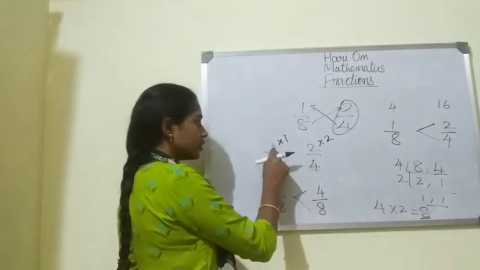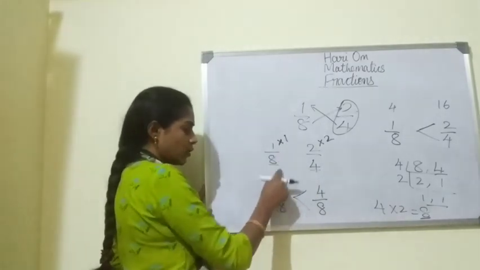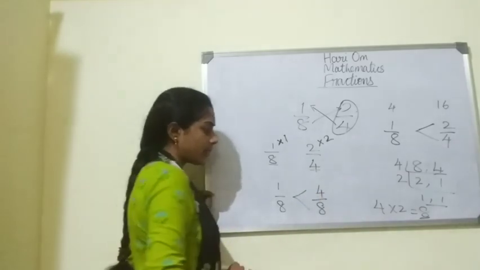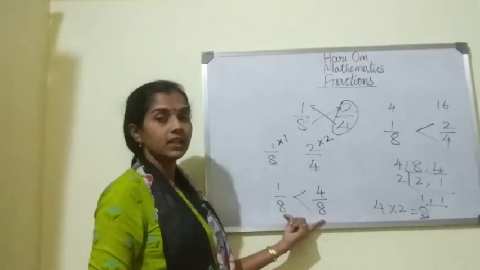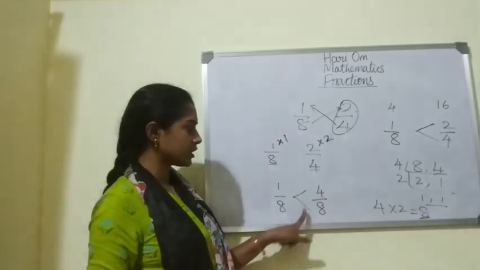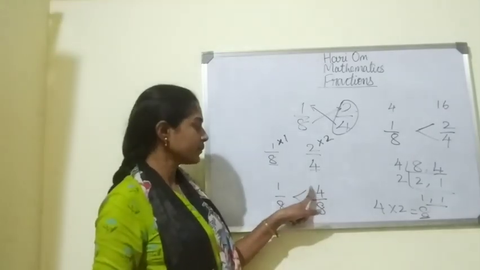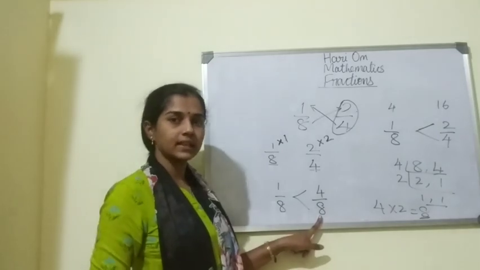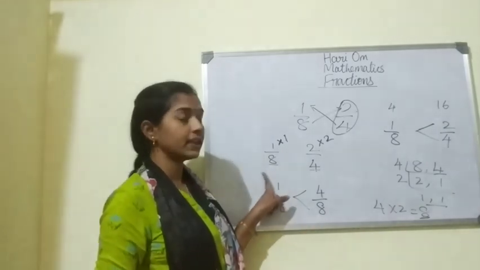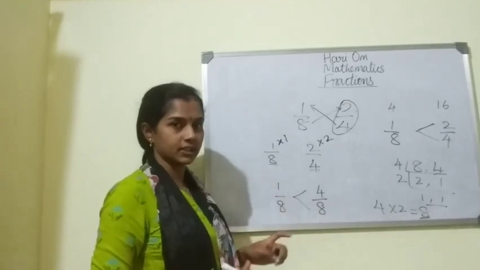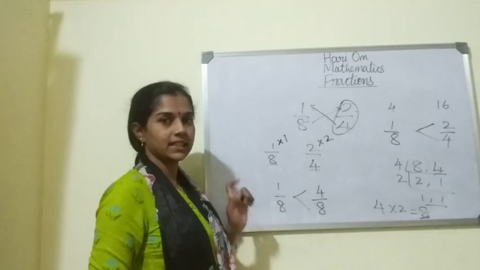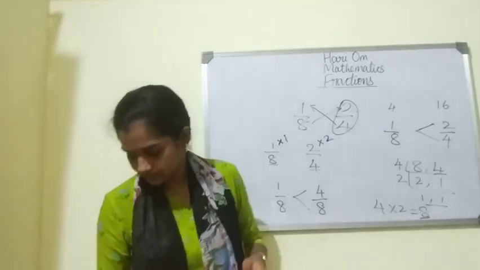Okay, children. So it is 1 1s are 1, 1 by 8, and 2 2s are 4, 4 by 8. We have 8 in the denominator in both fractions, so it is like fractions. So 4 is the greatest numerator, so 4 by 8 is the greatest fraction. Okay, understood this, children? Comparing unlike fractions by cross multiplication and by finding the LCM.